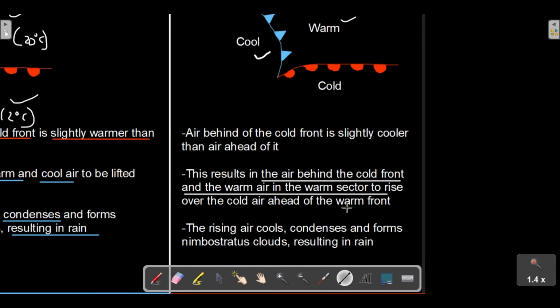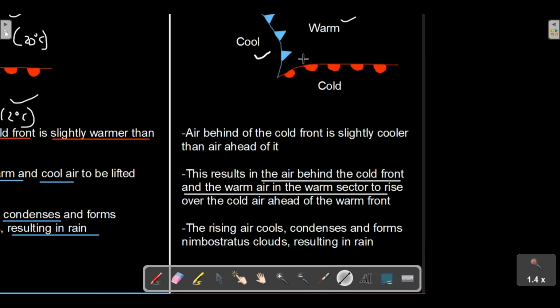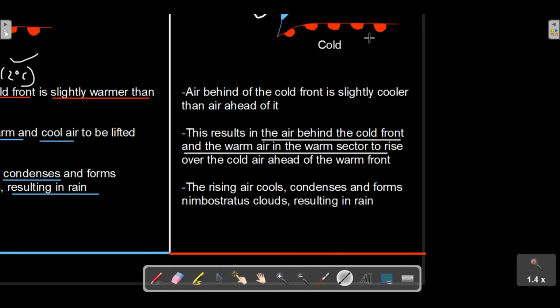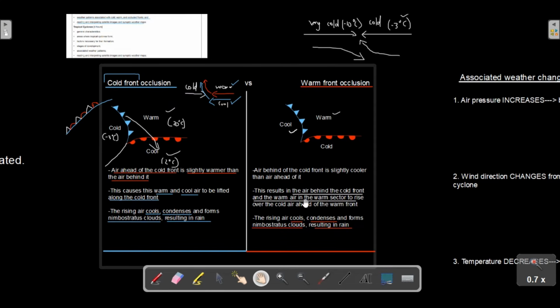Okay, so of course, this cool air behind the cold front and the warm air in the warm sector will rise up over this cold air ahead of the warm front. The rising air cools, it condenses and forms clouds, nimbostratus clouds, okay, and therefore resulting in rainfall. That's how you describe how cold front occlusion occurs. That's how you describe how warm front occlusion occurs. Okay, there's nothing much, guys. That's it.